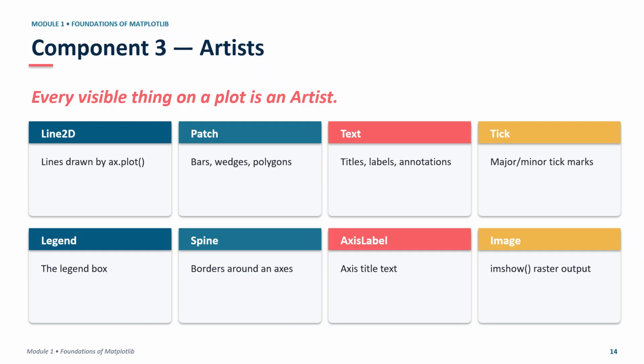Next is the axis label. This axis title text is its own specific artist type. And image: when you call ax.imshow(), you can display an image or a heat map, and it creates the AxesImage artist. Why should we know this? The way you customize anything in Matplotlib is by accessing its artist and changing its property. If you want a thicker line, get the Line2D artist and change the line width. If you want no top border, get the spine artist and set visible to false. So this artist concept is very important.